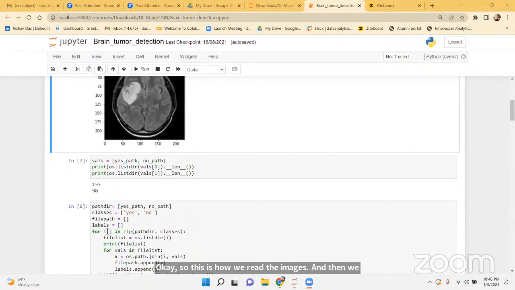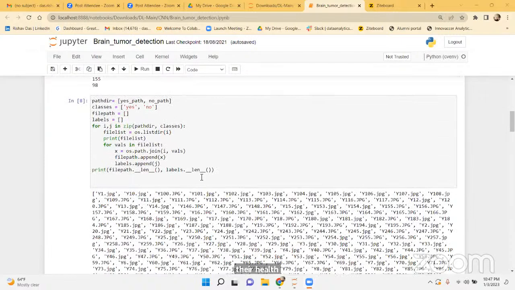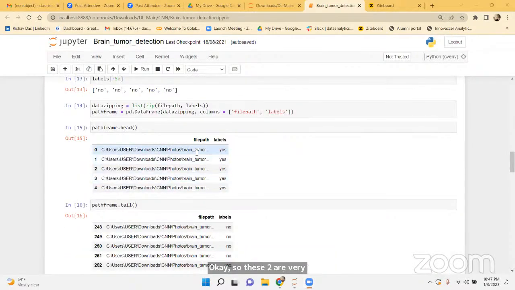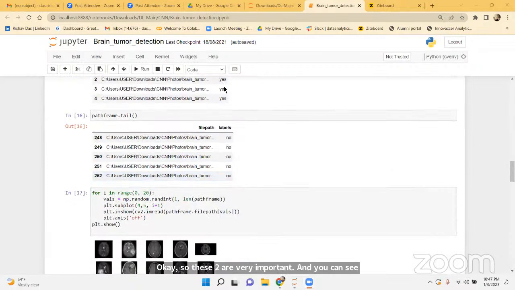Okay. So we are having two folders. In one folder, we are having all the images which are associated with tumor, and another folder where we have all the images which are associated not with tumor, meaning healthy images. So we are reading from the yes path folder to label all the images as yes, they are having tumor. And we are reading from the healthy CT scan brain path folder, where we are labeling all the images as no, stating that they are healthy. Okay. So these two are very important. And you can see each and every image path we have taken and we have labeled it yes, no.